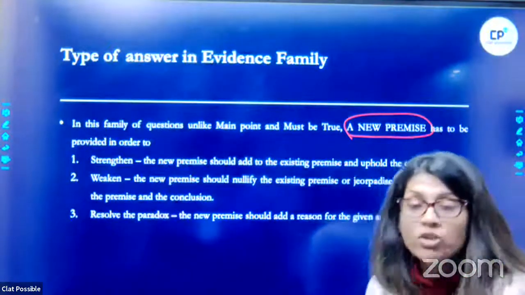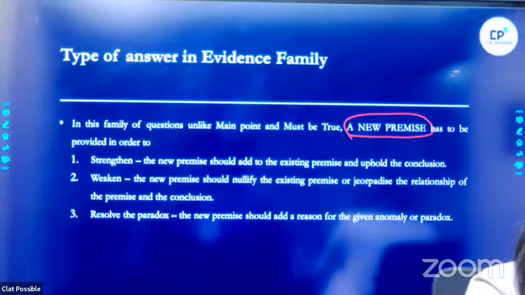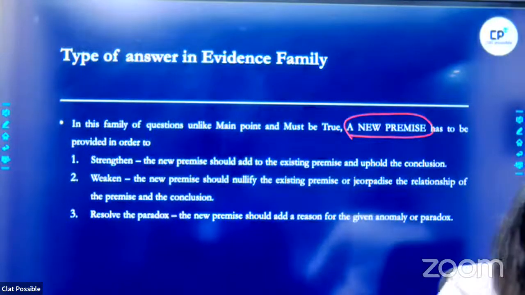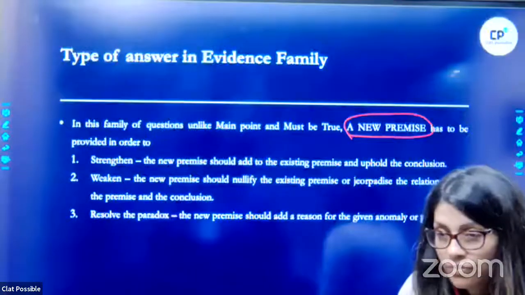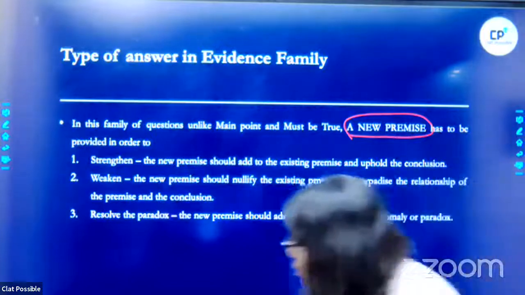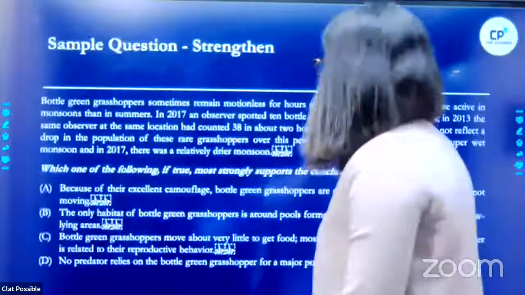Show of hands if you have understood evidence family, everyone. So let's solve one question in evidence family.